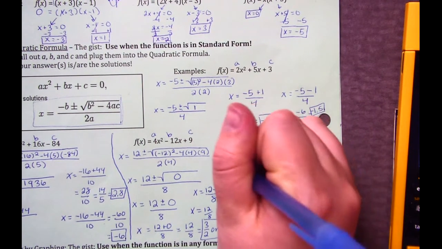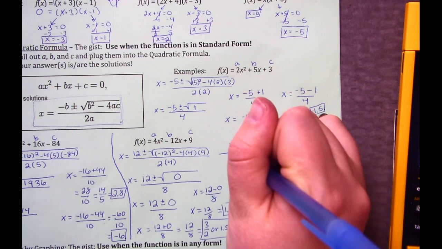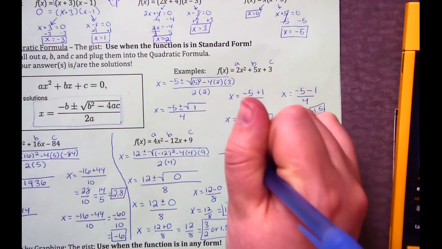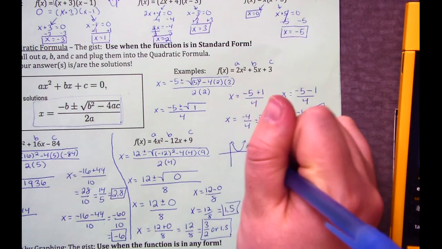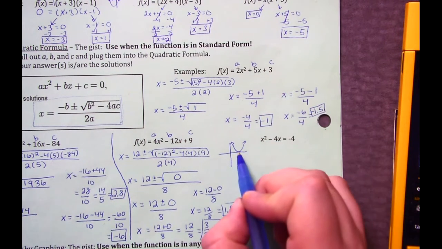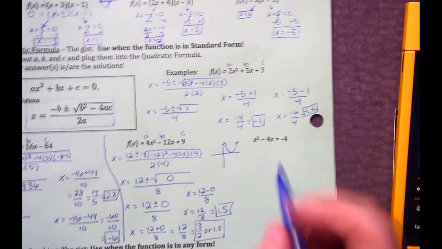This would be an example of a parabola that just touches the x-axis and goes back up. It doesn't actually go through it to make two solutions when it comes back up. It just touches it at one place.